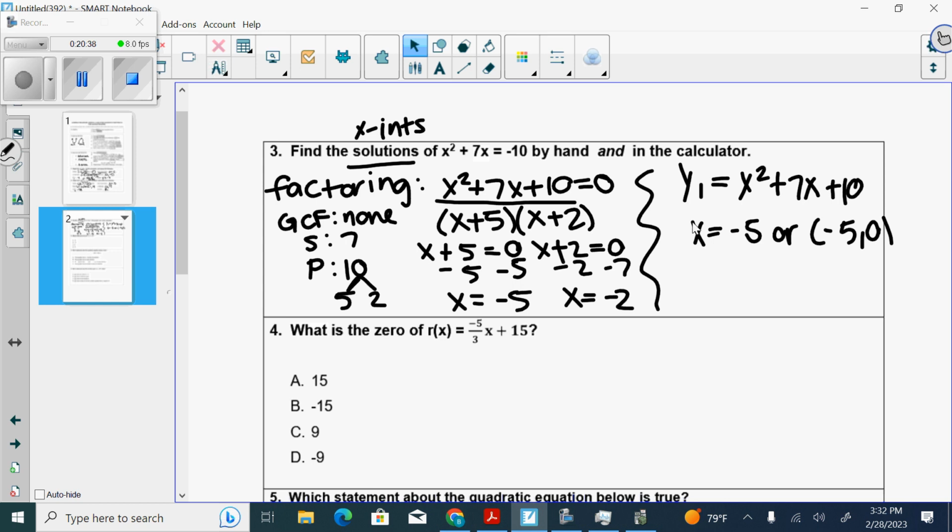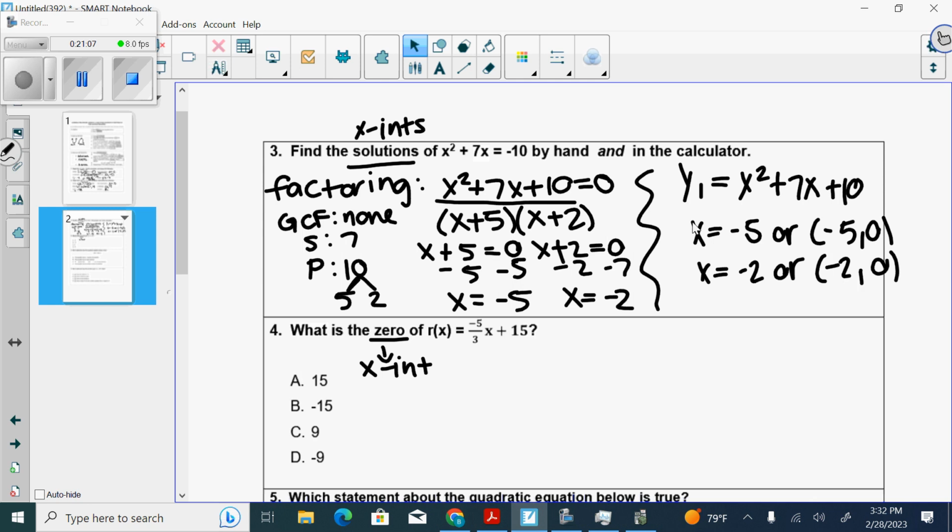And then we do the same thing for the others. We do a left and right bound, and where does it say that other one is? -2. This next one says, what is a 0? What does 0 mean the same thing as? X-intercept.